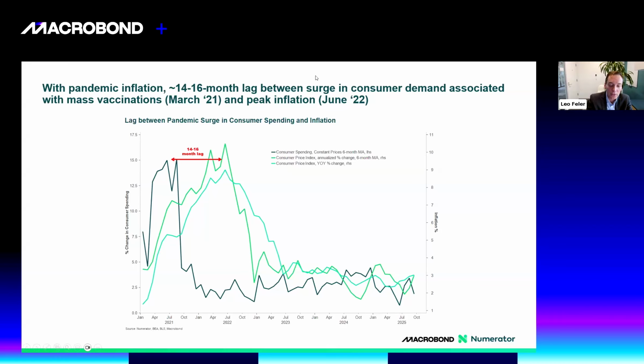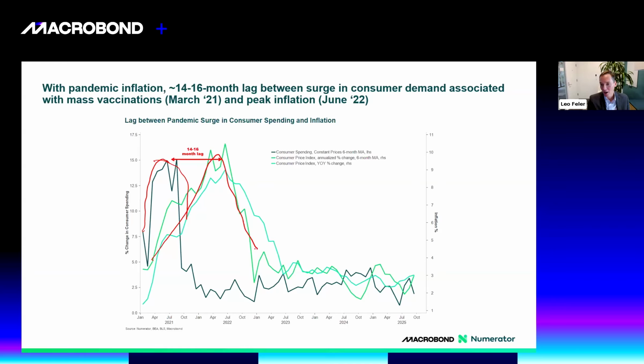So back in 2021, 2022, we had mass vaccinations. Consumers were able to go out and spend. We saw this big increase in consumer spending. We only saw an increase and a peaking of inflation about 14 to 16 months later. It takes a while for any kind of shock, such as an increase in consumer spending, to translate into higher inflation. We got a tariff shock, starting back in April.